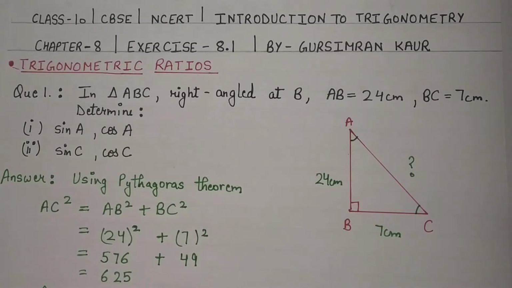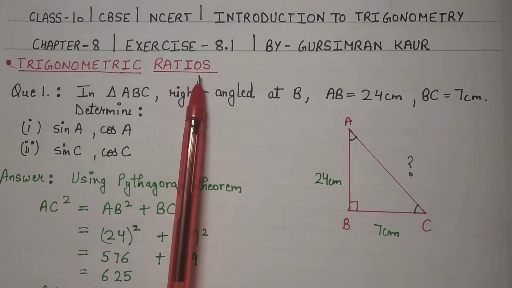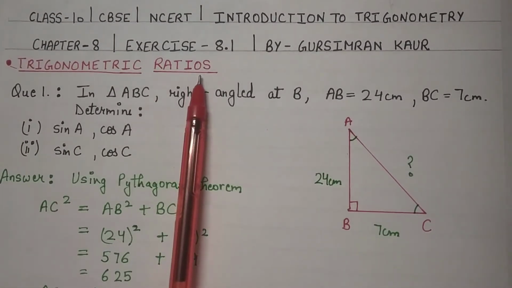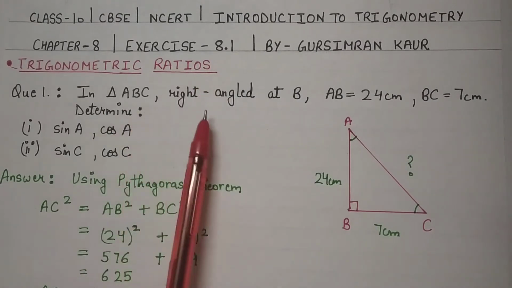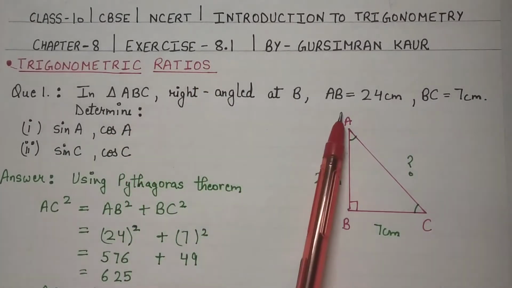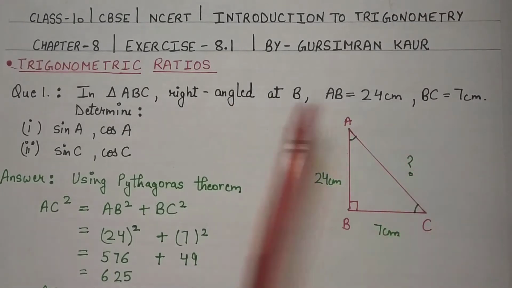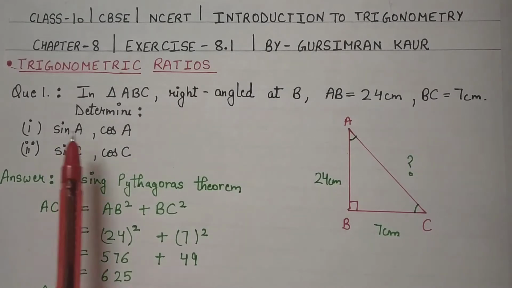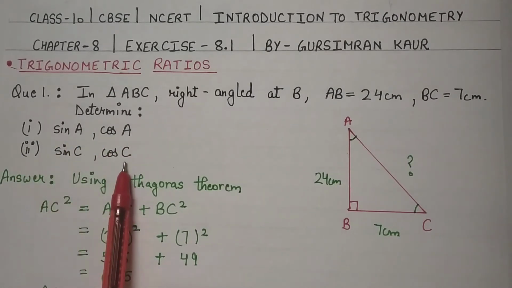In this video, we will start with exercise 8.1 of Introduction to Trigonometry of class 10th. Now question number 1. In triangle ABC, right angled at B, AB is equal to 24 cm, BC is equal to 7 cm. Determine sin A and cos A, and second thing is sin C and cos C.